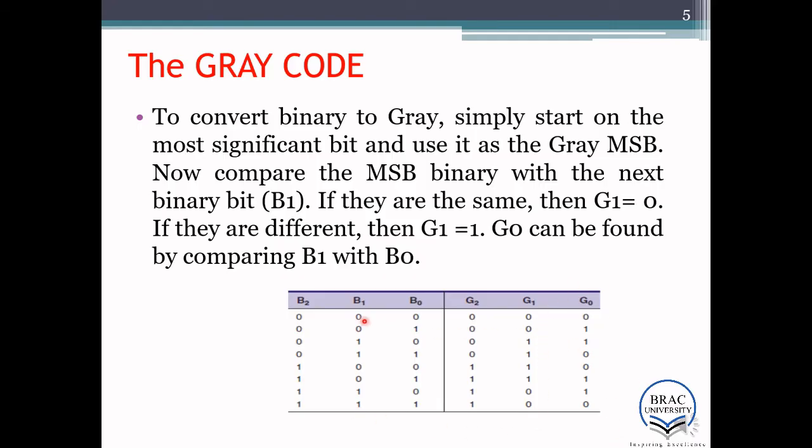Compare between B1 and B0. If same, 0; otherwise 1. So 0 0 is same, 0. 0 1 is different, 1. 1 0 is different, 1. 1 1 is same, 0. 0 0 same, 0. 0 1 different, 1. 1 0 different, 1. 1 1 same, 0. Now you got it. The Gray code.